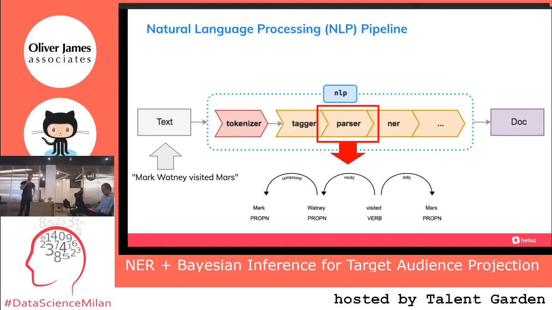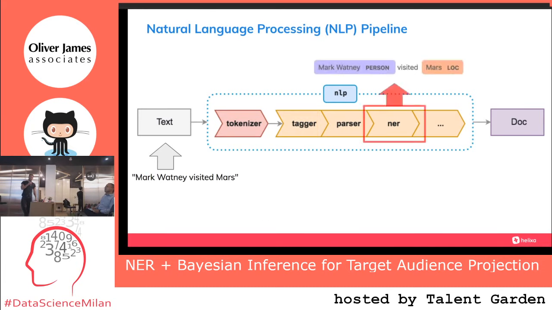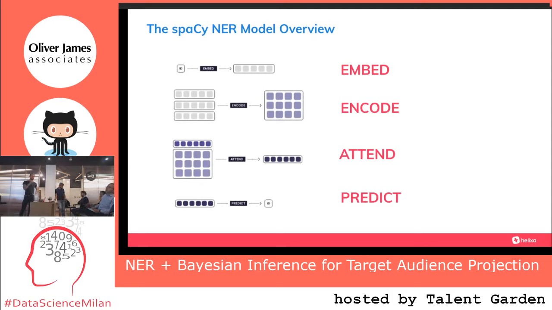As an example, we have the input text here. It is "Mark Whitney visited Mars." And if we run the pipeline, we will get the output of the parser, that is the syntactical tree, assigning roles to each word. And if we run the other component, we will have the entity recognition output, that is the set of entities that are present inside our input. And the document at the end will contain this set of entities, the tree, and all the metadata that the model has predicted.